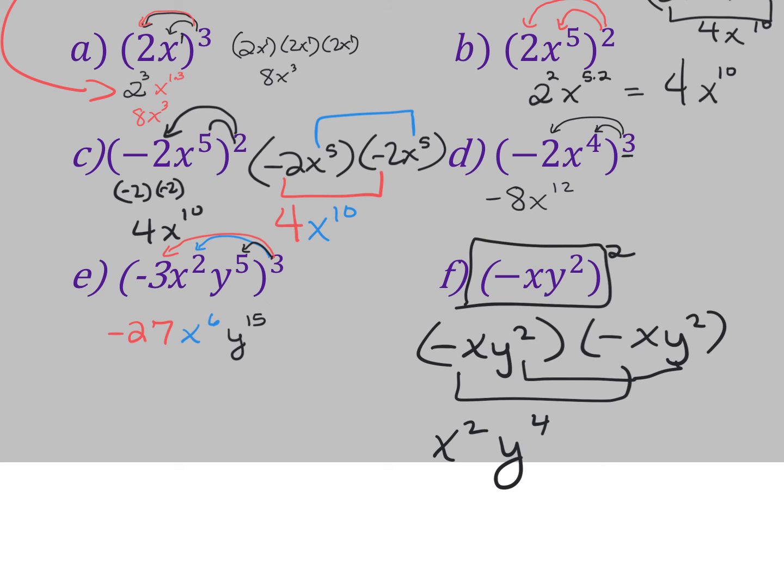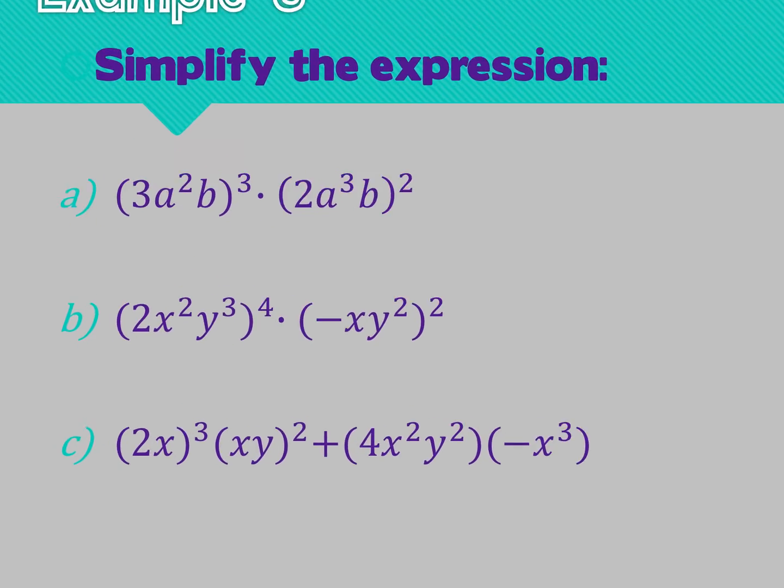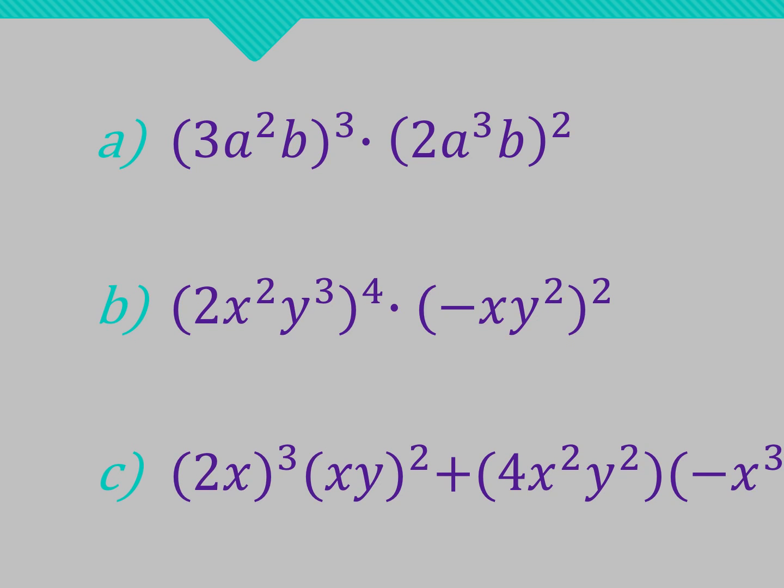All right, a few more. So again, we're going to follow order of operations. We're going to simplify this one first, then simplify this one, then we'll go back and multiply. So again, this power of 3 needs to go to the 3, to the a, and to the b. So 3 to the third power is 27. A squared raised to the third power becomes a to the 6th. And then b to the first raised to the third power is b to the 3rd.